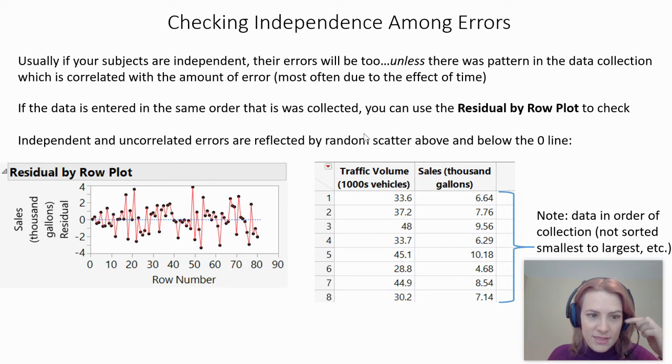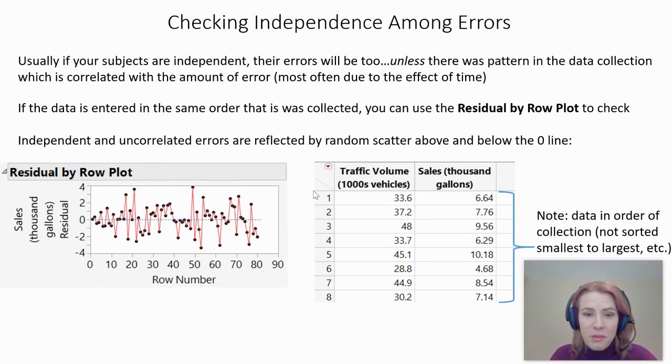All right, to check this, and you can only check if your data table is laid out in the order that it was collected, we're checking here: is there any artifact of time? I'm examining my data table, and it doesn't appear that either variable was sorted. My traffic is not going from smallest to largest or vice versa, and neither are my sales. If no sorting has taken place, it's reasonable to assume these were in the order of collection. Therefore, I can use the residual by row plot to check for any patterns.